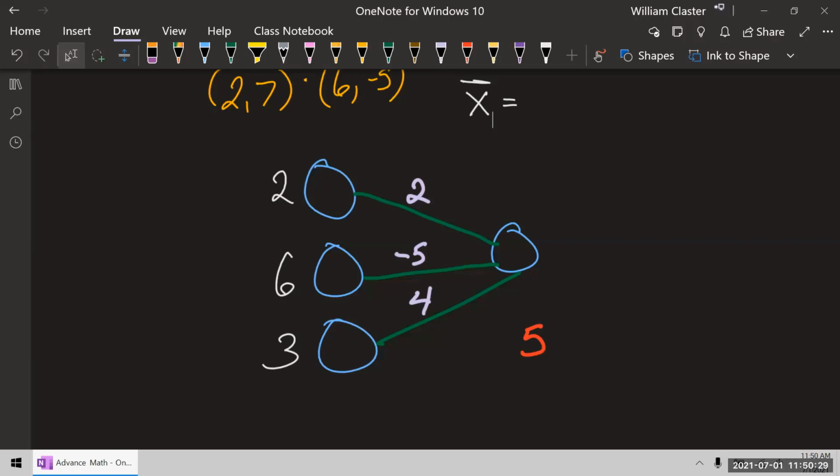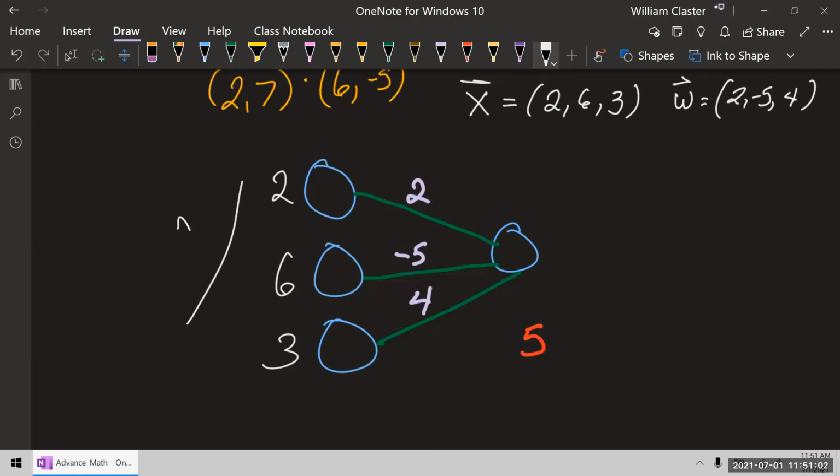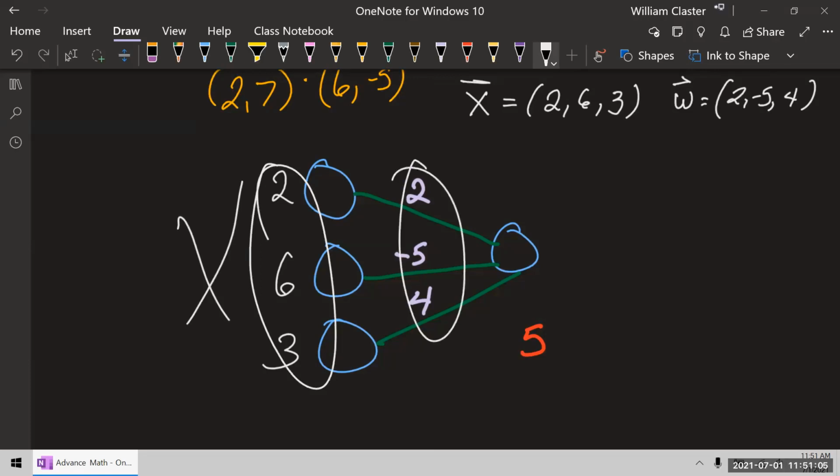Well, let me ask somebody else. Tao Li Nguyen. Yes, Professor. The X vector is 263 and the W vector is 2, -5, and 4. Okay, 2, 6, 3. That's the X vector. And the W vector she just said is 2, -5, 4. So this is the X, and this is the W. So we have 2, 6, 3, and that.